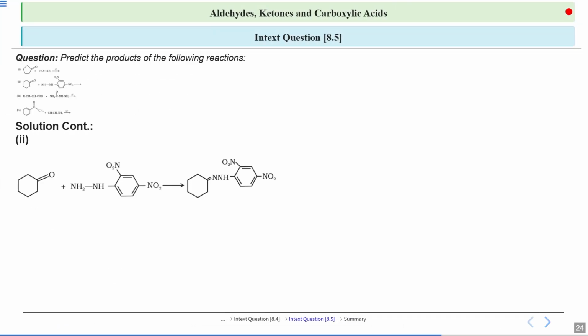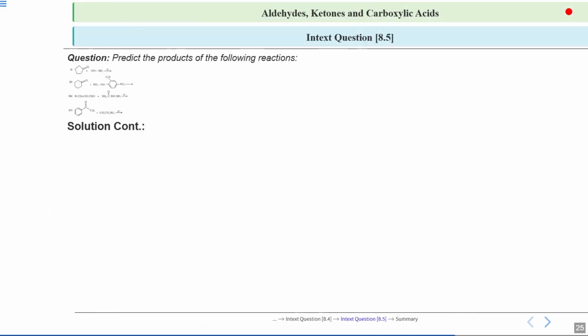Now for the next part. In this reaction, a Schiff base, which is a hydrazone derivative, is formed from cyclohexanone and ortho-para dinitrophenylhydrazine. The product which you are getting in this case is 2,4-dinitrophenylhydrazone. So we will see the mechanism of this reaction, how it is happening.